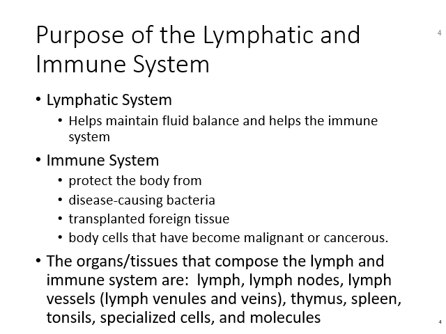The immune system protects the body from disease-causing bacteria, transplanted foreign tissue, and body cells that have become malignant or cancerous. The organs or tissues involved in the lymph and the immune system are the lymph nodes, lymph cells, thymus, spleen, tonsils, specialized cells, and lastly, molecules.